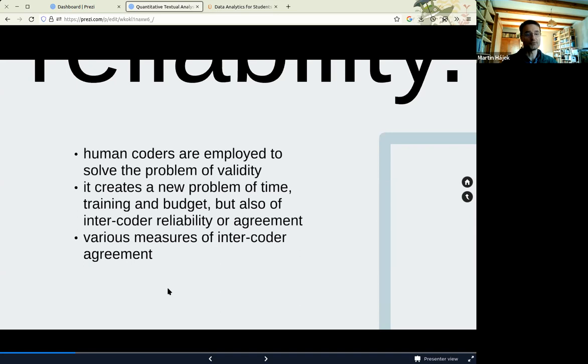Finally, you cannot solve the problem of reliability, because no two people read the same text in the same manner. And even if you have technical instruction, there still exists the problem of disagreement between coders, whether this metaphor is meant in that way or another way, whether this article is criticizing something or not, whether it's irony or not. So you cannot entirely solve the problem of intercoder reliability.